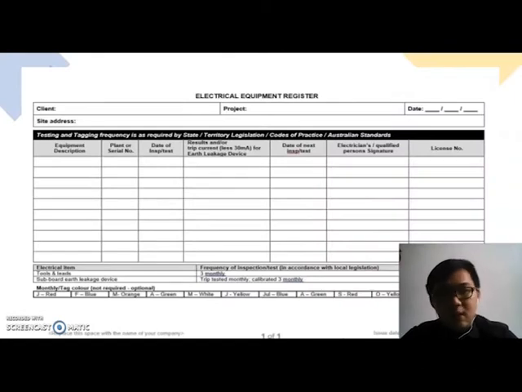So this is an example of the plant register document. Inside the document, we can see that it has the client name, site address, project, and when we bought the PPE, and the equipment description, serial number, and others.